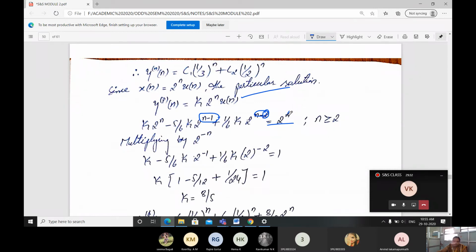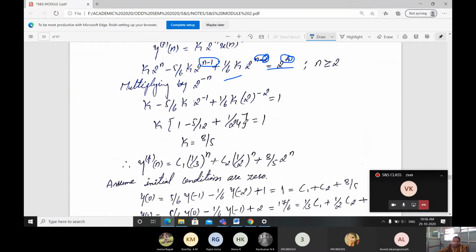Then what you have to do, we have to multiply 2 raised to minus n on both sides. Based on the power you can reverse that, right? You have to multiply that, then you will get k minus 5 by 6 into k 2 raised to minus 1 plus 1 by 6 k 2 raised to minus 2 is equal to 1. Then take k as common and solve this. You will get k equals 8 by 5.